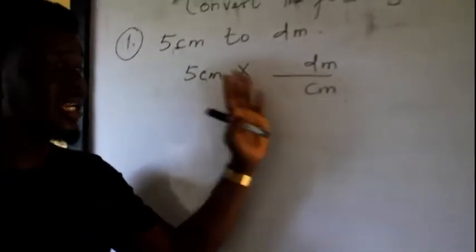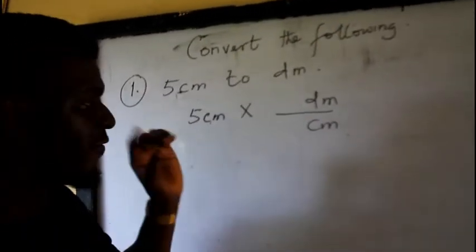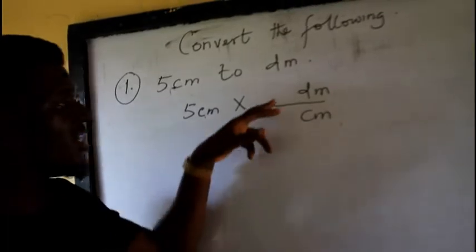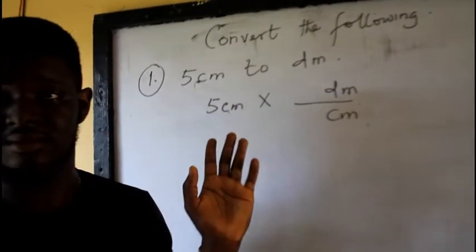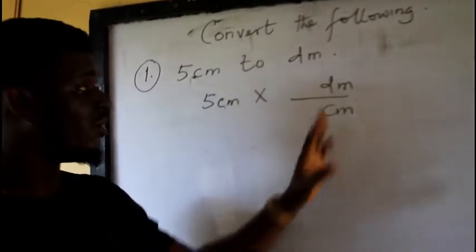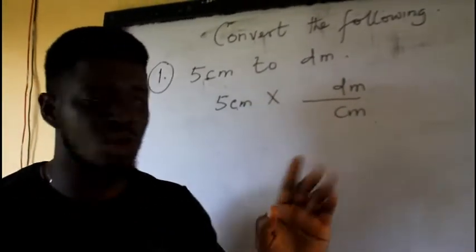Now, let us go back to our table. The first thing you need to ask yourself, in decimeter and centimeter, which one is greater? That's the first thing. Now, forget about the meters. Let us talk about deci and centi. Which one is greater? Now, let's go to the table.